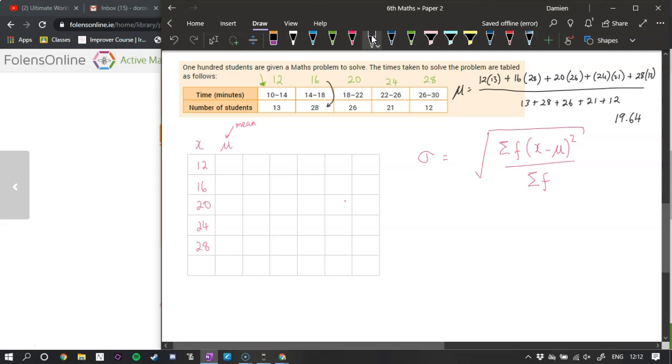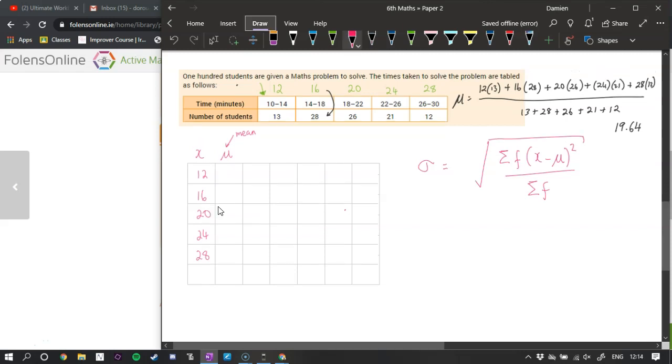So what we're going to do over here is put in this mean. It's an awkward number, there's no doubt about it. So we put in 19.64 here and 19.64 here, and you continue all the way down. Your next one is going to be x minus mu. So you're going to go 12 minus 19.64, so minus 7.64. And then you continue on with x minus mu, squared. So you would then square minus 7.64.